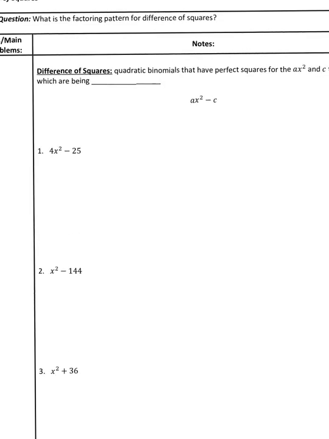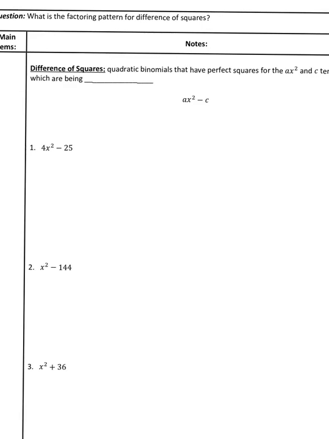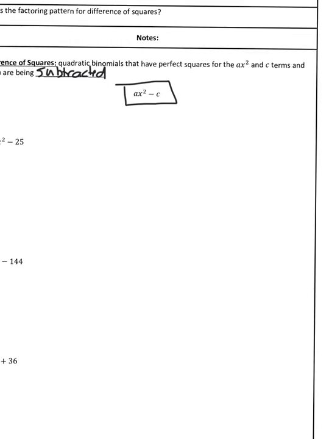Difference of squares are quadratic binomials. So instead of being a trinomial, it's a binomial that has perfect squares for the ax squared term and the c term, and the key here is that they're being subtracted. So the ax squared is a perfect square and the c is a perfect square. This is the format, ax squared minus c. There's no bx term in these problems. It is a subtraction problem, and it has to be subtraction in order to work.